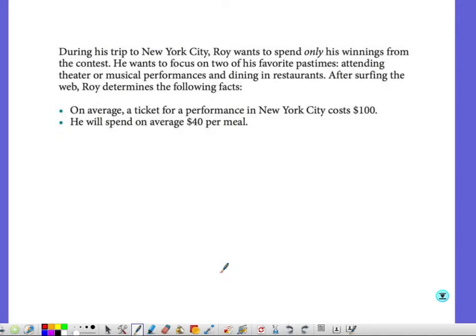Let's continue on. During his trip to New York City, Roy wants to spend only his winnings from the contest. He wants to focus on 2 of his favorite pastimes: attending theater or musical performances, and dining in restaurants. After surfing the web, Roy determines the following facts. On average, a ticket for a performance in New York City costs $100. He will spend on average $40 per meal.